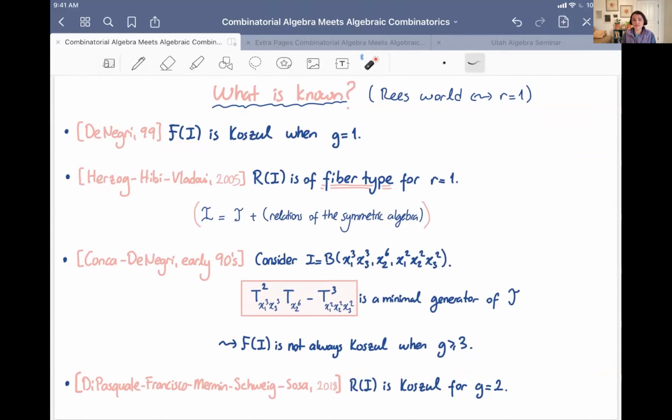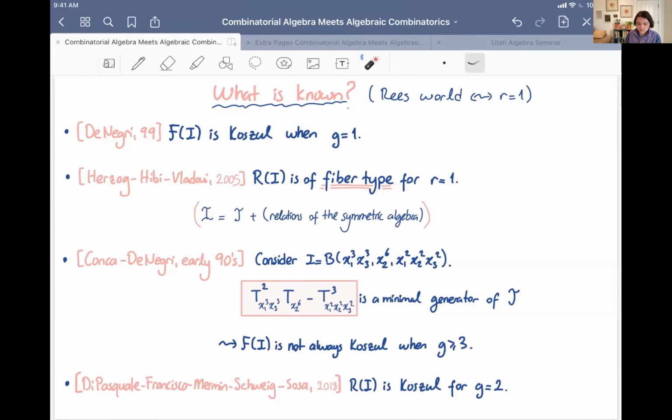So this is nice. And then in 2005, Herzog, Hibi, and Vladoiu showed this really nice result, which reduces the questions about Rees algebras to special fibers. And they showed that for a strongly stable ideal, doesn't matter how many generators, what the degree is, their Rees algebras are of fiber type.